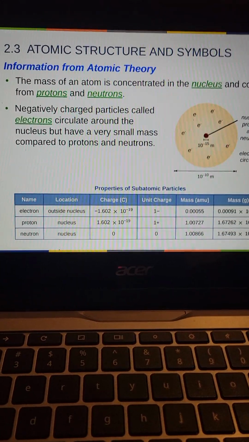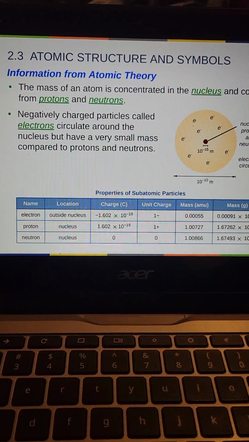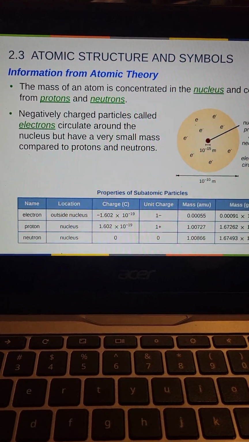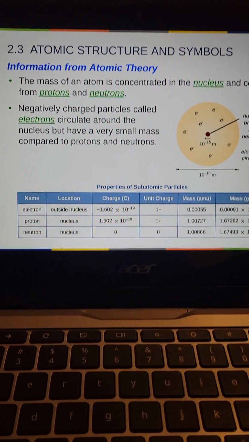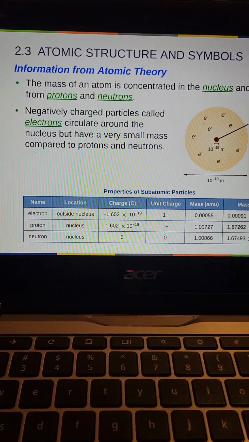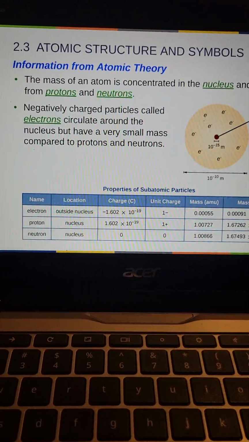Hi guys. So we're going to go through the slides for today and then I'll tell you what questions you're able to work on. So we left off and we should be on slide 14. Up till now we talked about atomic theory, how the atom developed over time. So now this is where we're at.